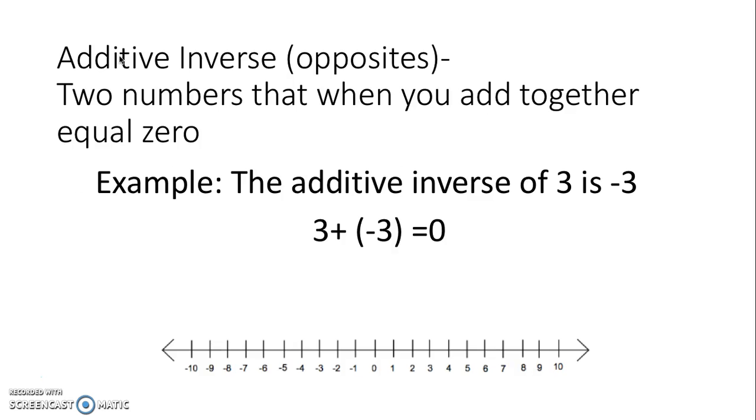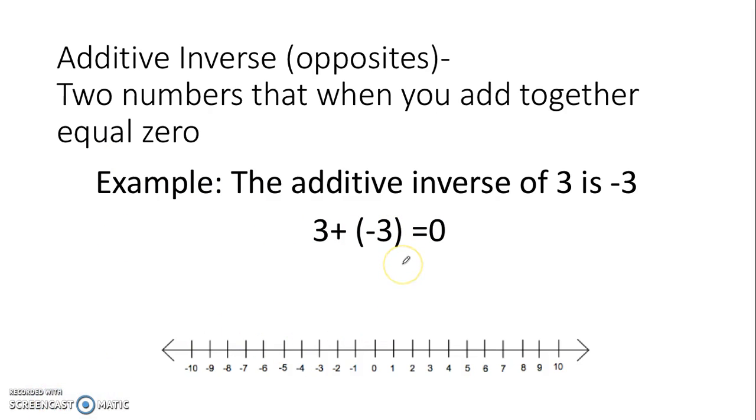Alright, so our first vocabulary word, on the left side of that line, is the additive inverse, or opposites. Okay, so two numbers that when you add together, they equal 0. So our example is the additive inverse of 3 is -3. And we can prove that because when you write it out, 3 plus -3 is equal to 0.